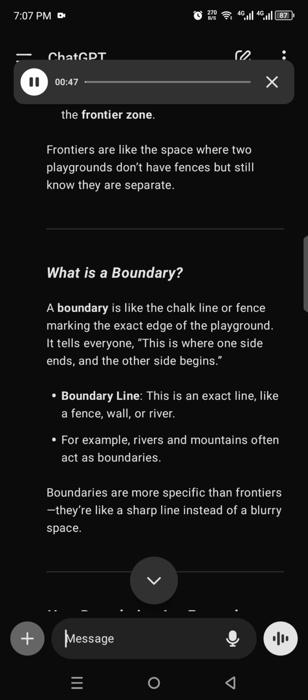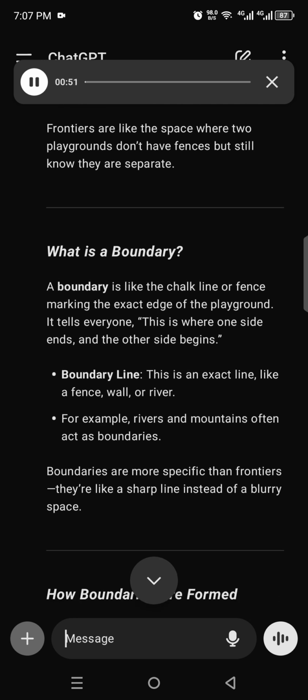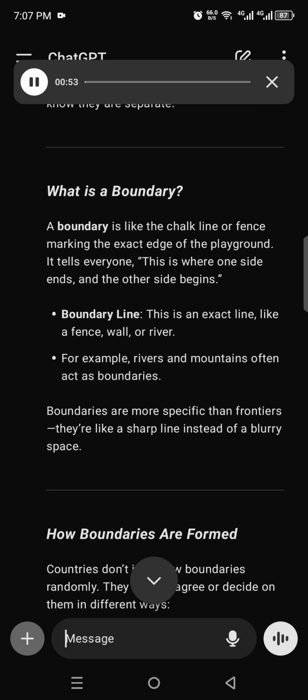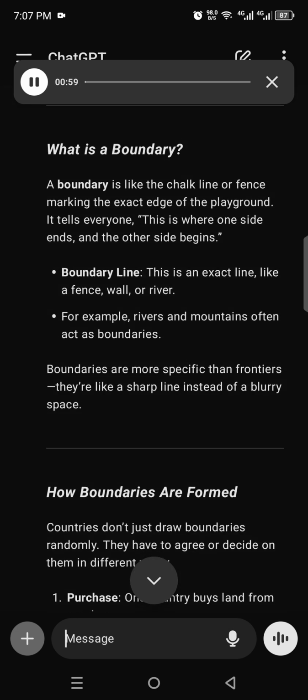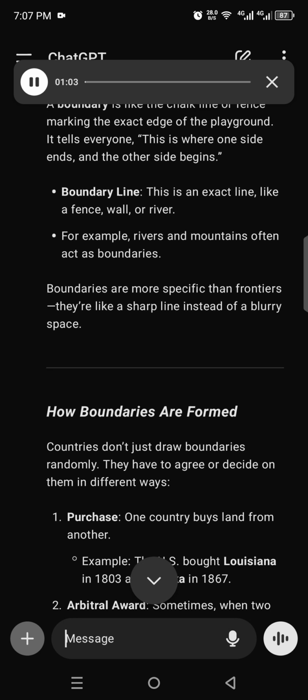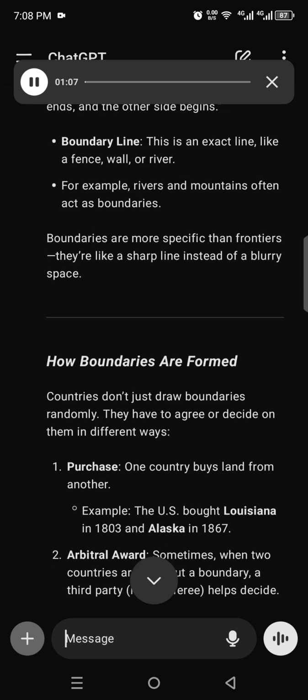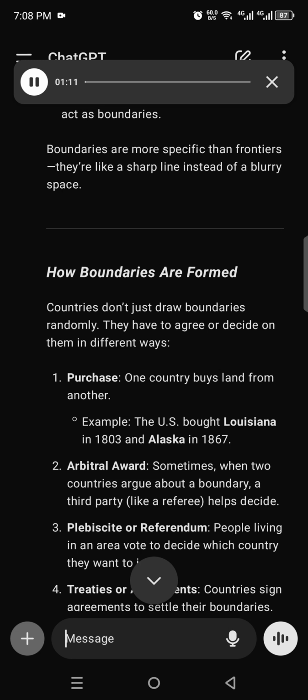What is a boundary? A boundary is like the chalk line or fence marking the exact edge of the playground. It tells everyone, this is where one side ends and the other side begins. Boundary line. This is an exact line, like a fence, wall, or river. For example, rivers and mountains often act as boundaries. Boundaries are more specific than frontiers. They're like a sharp line instead of a blurry space.